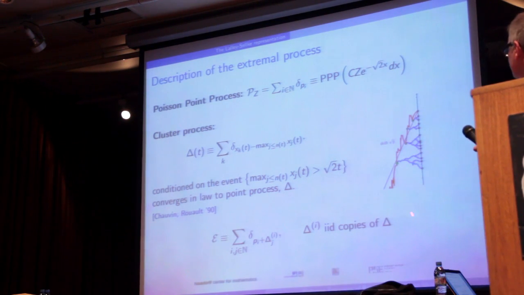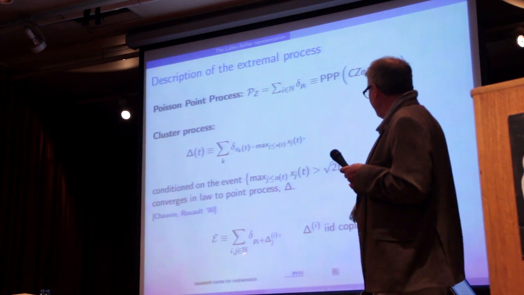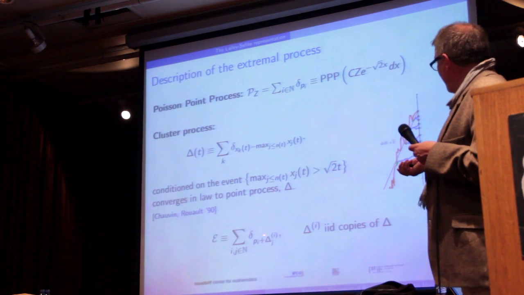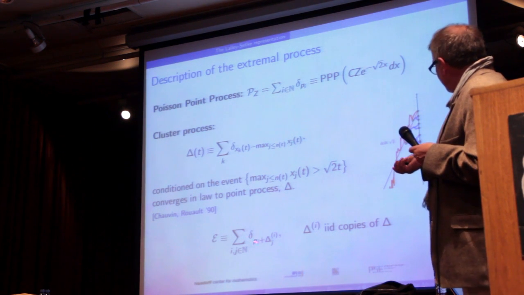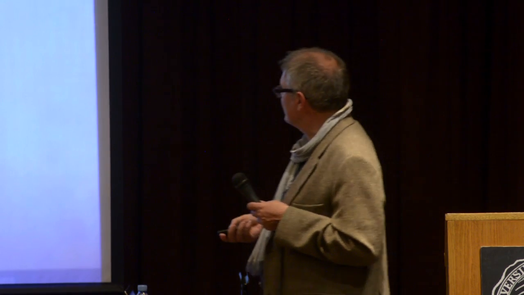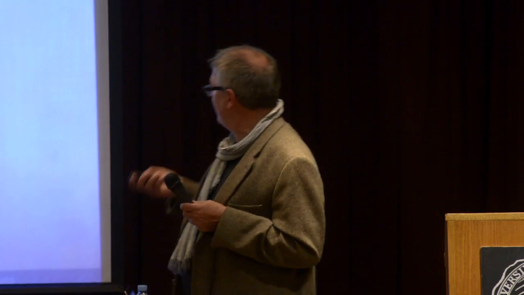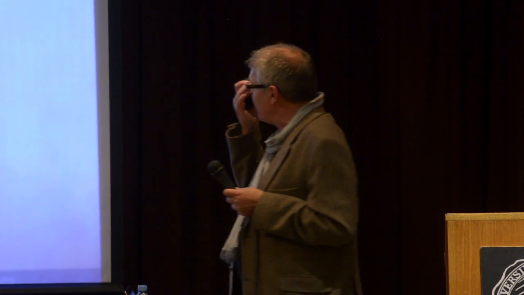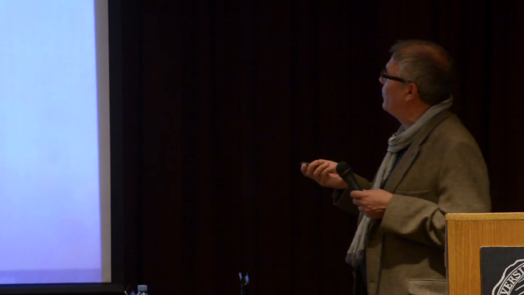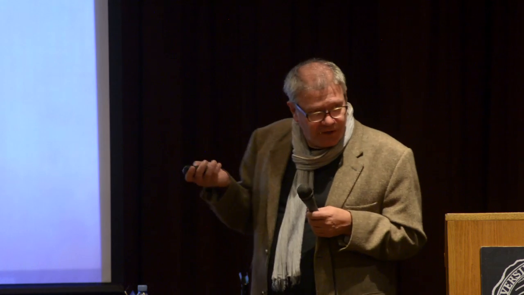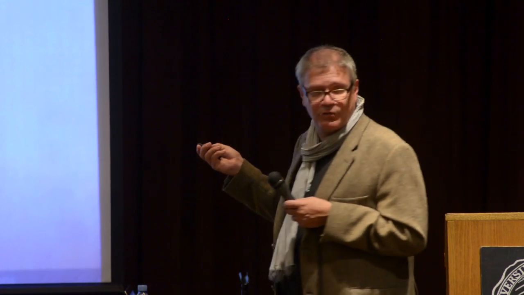And now you take IID copies of it, right? You take IID copies of this, and then you construct a process E, which is just a sum over all the points of a Poisson process over here. To each you add all the points of one of the copies of this delta process, and then you sum over all these points, and it gives you a point process. And then the statement is that the point process of extremes, so you take the delta of x_i(t) minus m(t), the maximum, converges to this process E.